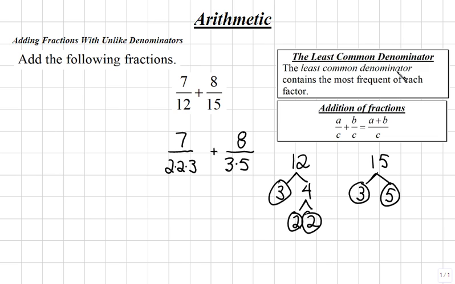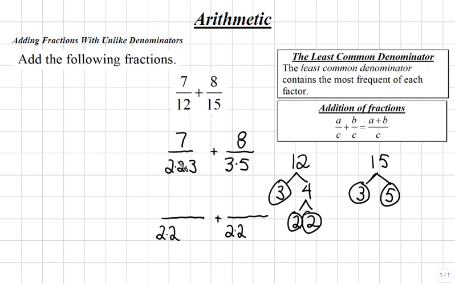Again, the least common denominator contains the most frequent of each factor. So we'd like to find the common denominator between these two fractions now, and we'll write this as our next stage. The most frequent factors for the number 2 is we have 2 2's in our first fraction and no 2's in our second. Therefore, the common denominator will contain a pair of 2's in both fractions.